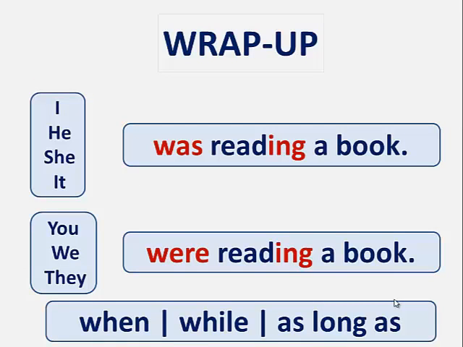To wrap up, remember that with pronouns like I, he, she, and it, we use was followed by the verb followed by ing. So we say, I was reading a book. He was reading a book. But with plural nouns and pronouns like you, we, and they, we use were plus verb plus ing. Here are some signal words for the past continuous tense: when, while, and as long as.